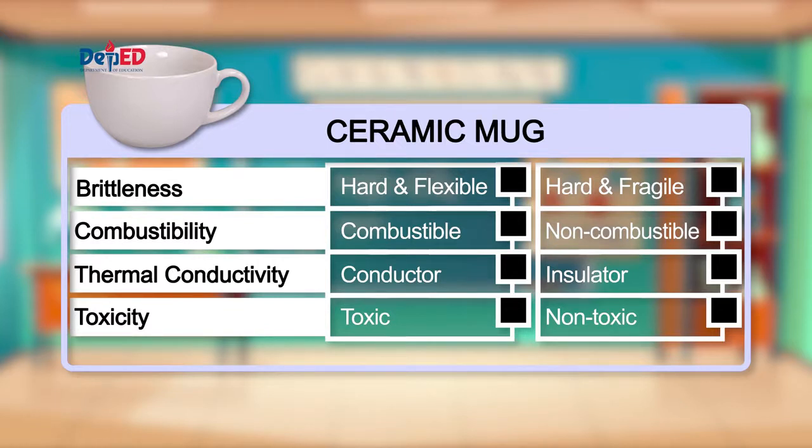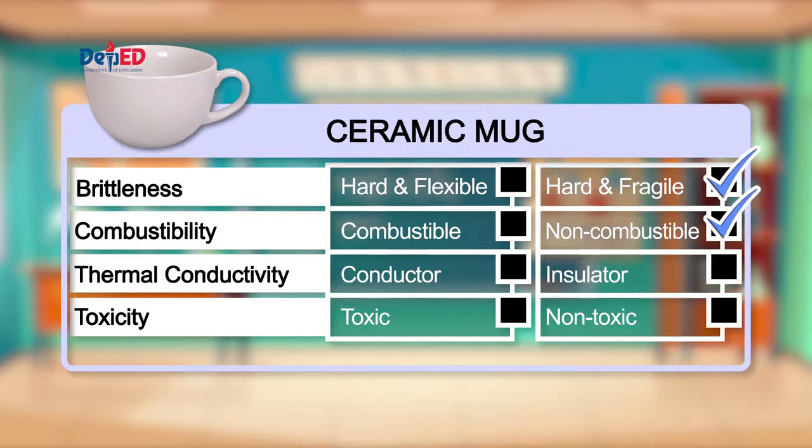Ceramic is made up of a mixture of clay, water, and powder. Is it hard and flexible or hard and fragile? It is hard and fragile. It easily breaks when accidentally pushed. As to combustibility, is the ceramic mug combustible or non-combustible? The answer is non-combustible. Ceramics, like plant pots, figurines, and cups, do not easily burn.